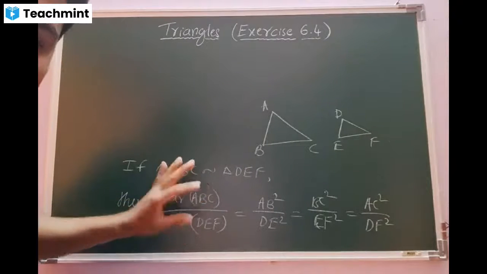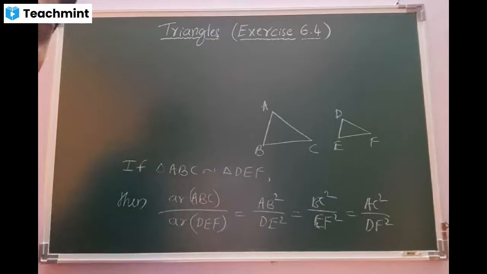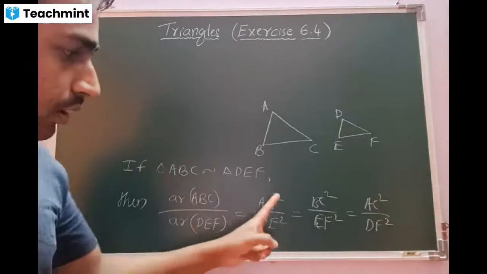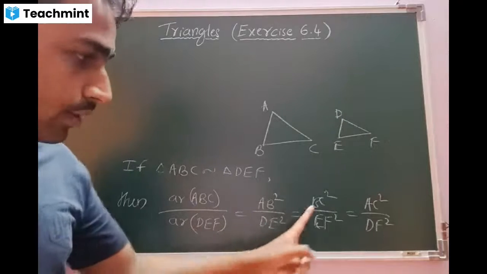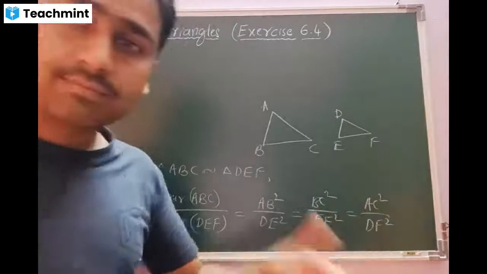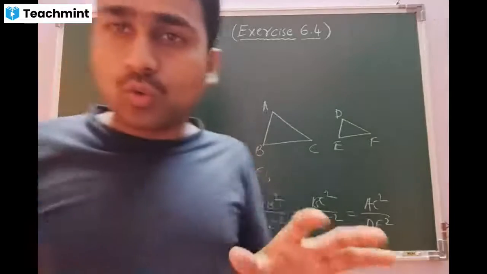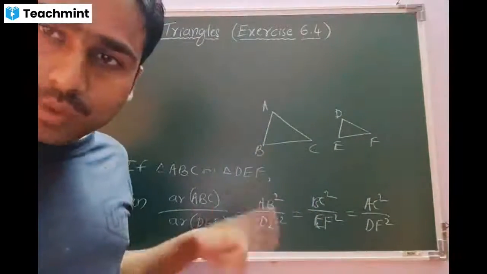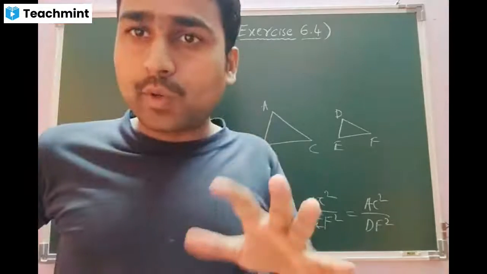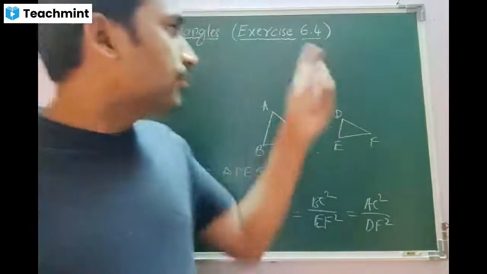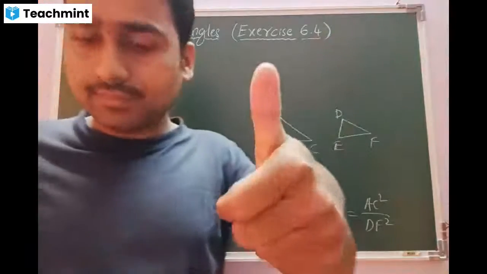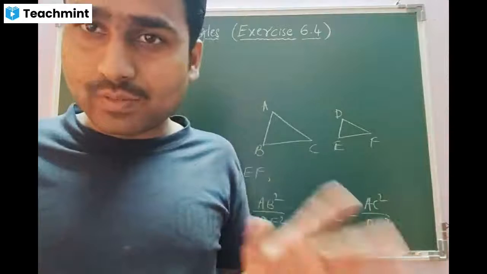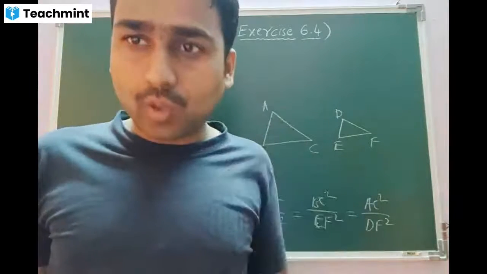This is the concept which we studied in the last class, that is, areas of two similar triangles are proportional to the squares of their corresponding sides. So, with this background, on the basis of the concept which we learned yesterday, today I'm going to start with exercise 6.4. Is that clear? So let us start the exercise without delaying with the first main question.